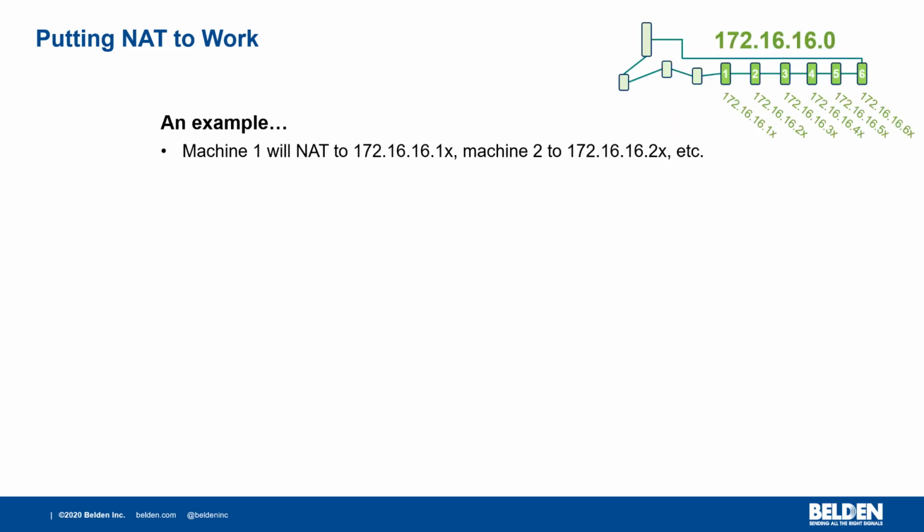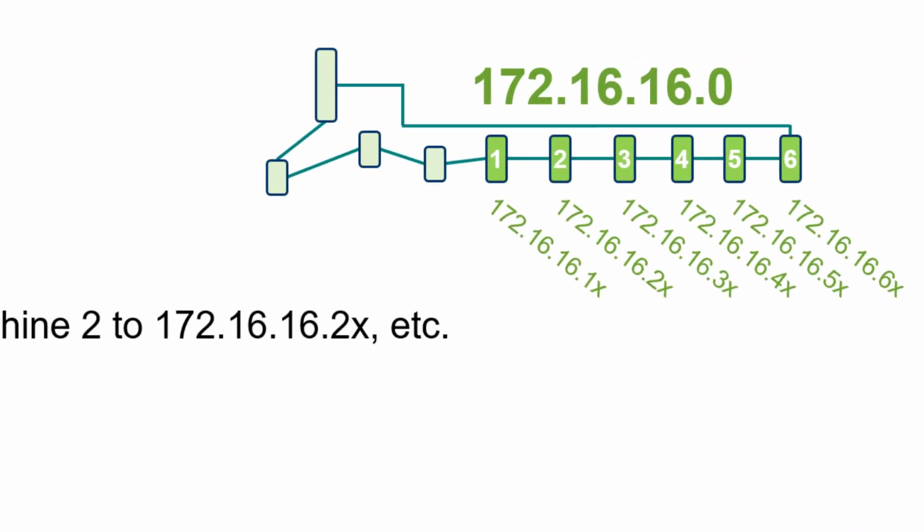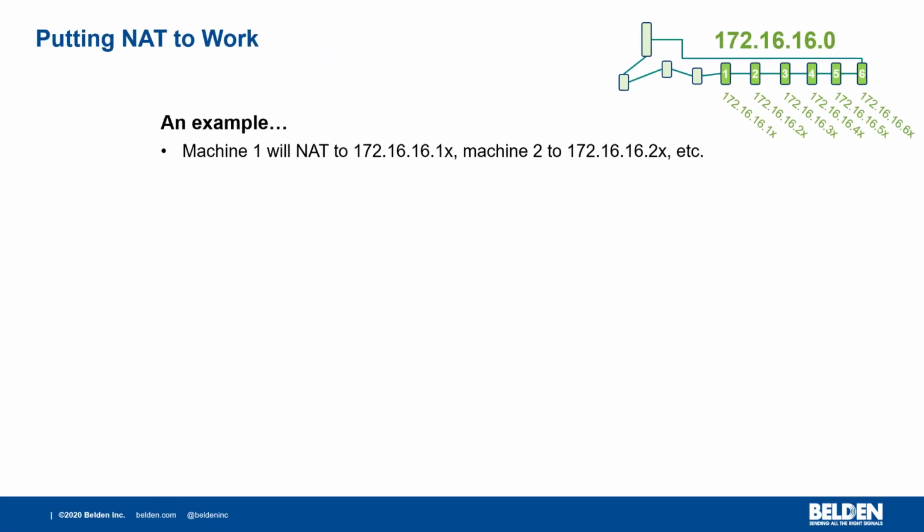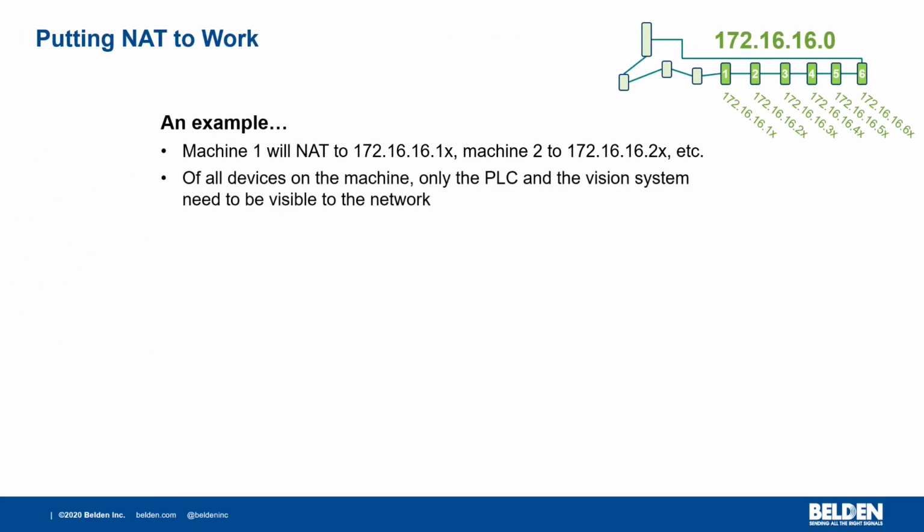To create some consistency and uniformity, we will plan to configure NAT on machine 1 such that it will NAT to 172.16.16 dot something in the teens, and that machine 2 will NAT to something in the 20s in the same subnet, and so on and so forth. In our example, only the PLC and the vision system need to have access to the network, specifically the servers in the engineering space, while also being accessible from the network for programming and configuration purposes. In order for this to be possible, we're going to only NAT these two devices.